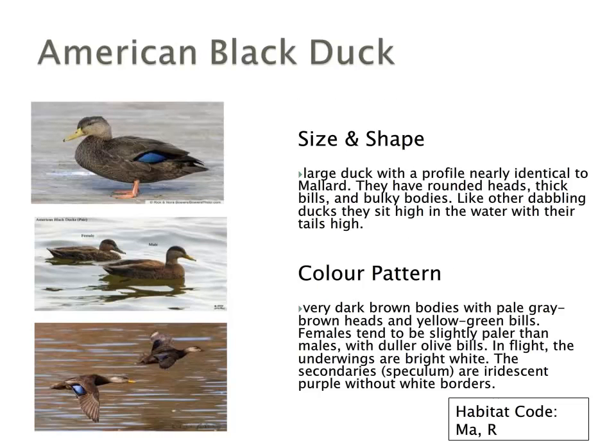The American black duck is a relatively large duck. It has a profile very similar to the mallard, only of course, as you can see, the coloration is very different. They're a dabbling duck. They like to sit high in the water. They have very dark brown bodies with pale gray-brown heads and yellow-green bills. The females tend to be slightly paler in color with some more dull olive bills. Their underwings are bright white, which is one of their features by which they can be identified. Their secondaries are iridescent purple with white borders. You can see those present in the pictures on the top and also on the bottom. So again, similar in profile to a mallard, but notice the color differences between those species.